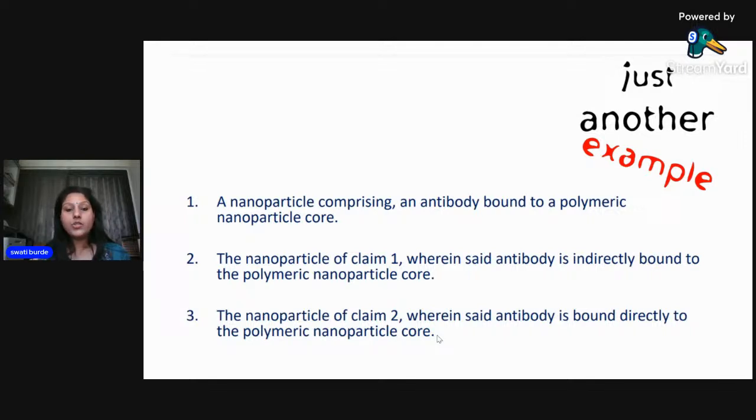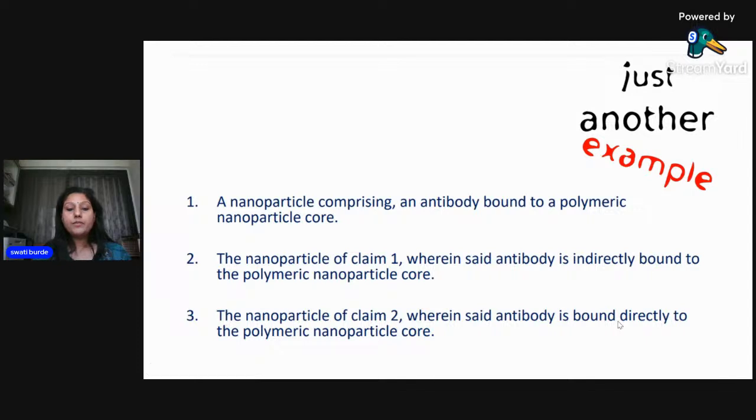Comprising, here is a transition element, an antibody bound to a polymeric nanoparticle core. So we are claiming this, and this is the scope we have formed here. Now, the nanoparticle of claim 1, the nanoparticle. So here articles are very important in claims. The, said. Said is now not in use. Usually we use the language.